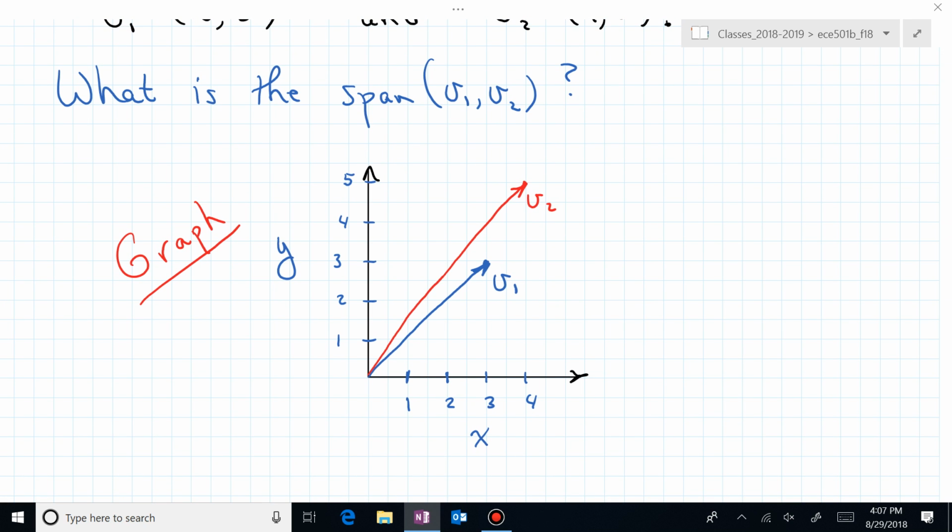And I think if you've had linear algebra, you already know the answer, but let's walk through and demonstrate why the conclusion is that V1 and V2 actually span the entire R2 space. They're almost aligned. If they were exactly aligned, then what could we say about their span?